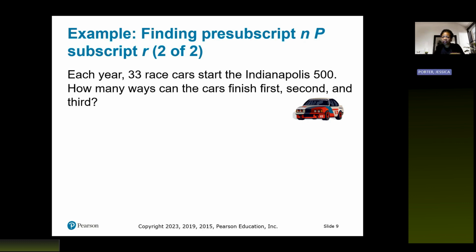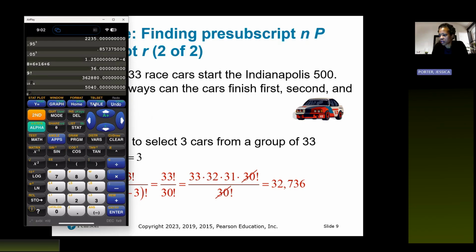So N would be 33, and R is 3. I see some 500s there. The Indianapolis 500 is the name of the race. So we're going to do 33 and 3.